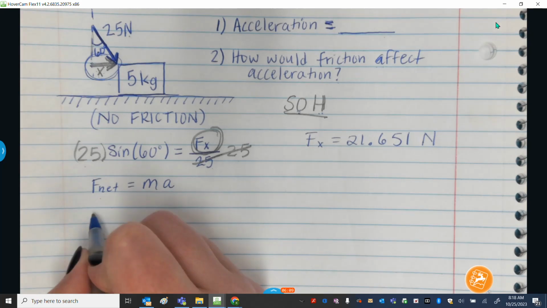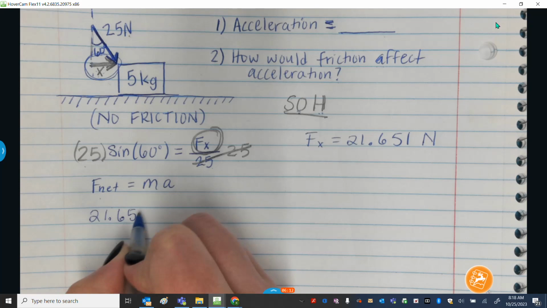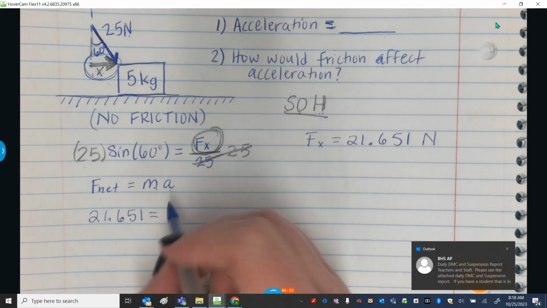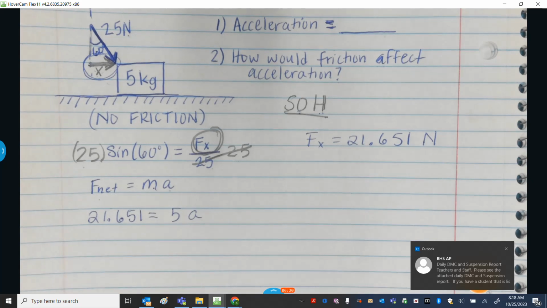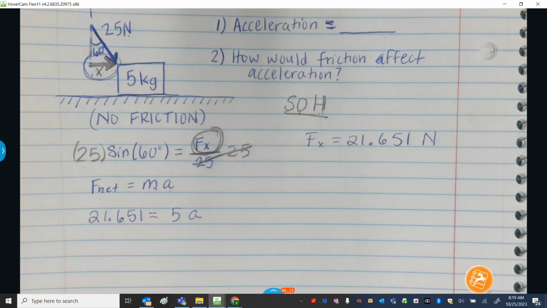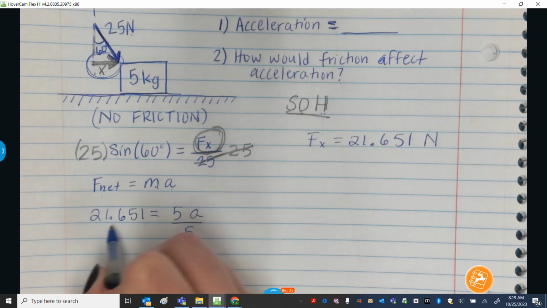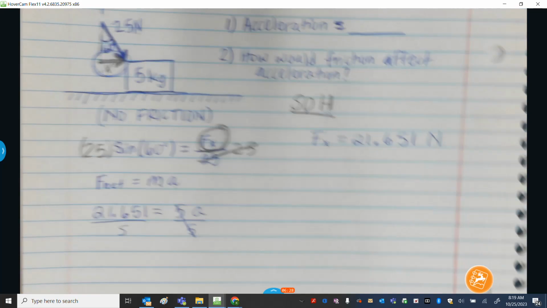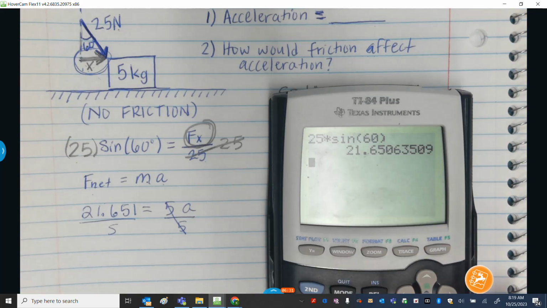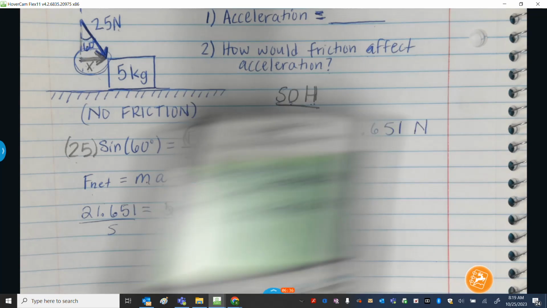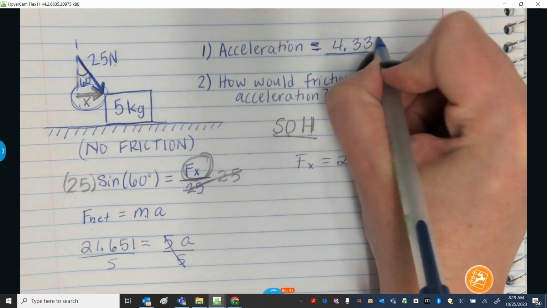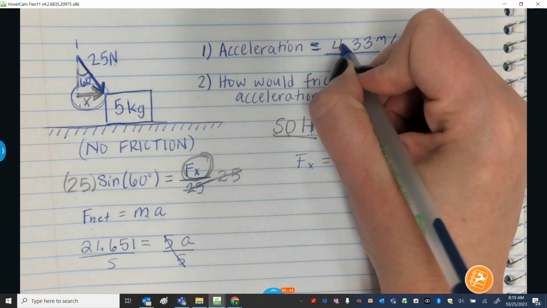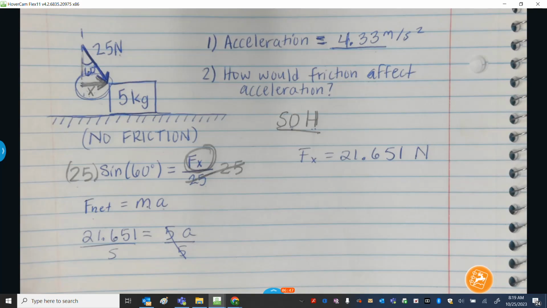And so I'm going to say F net is 21.651, and it's equal to mass times acceleration. The mass is 5 times a. Okay, so if I want to solve for a, we're going to divide both sides by 5. And so that's what goes in the calculator. My answer divided by 5, and I get 4.33 meters per second squared. So that's the first answer, 4.33 meters per second squared. Does anybody have a question about number 1 in the warm-up?